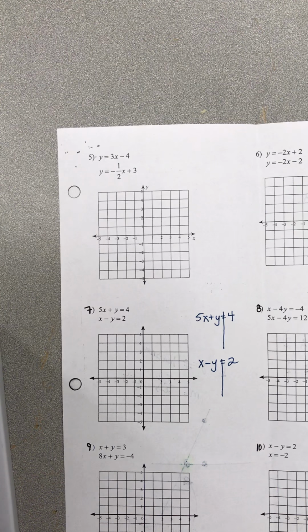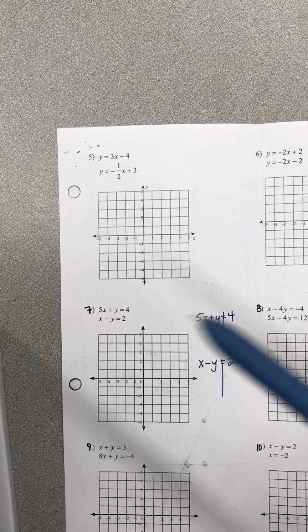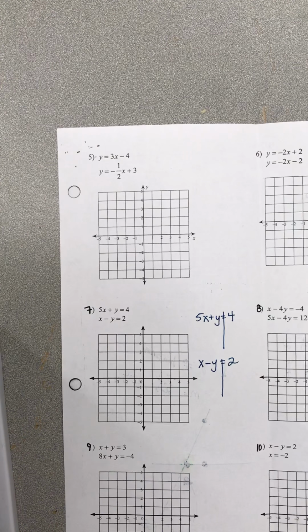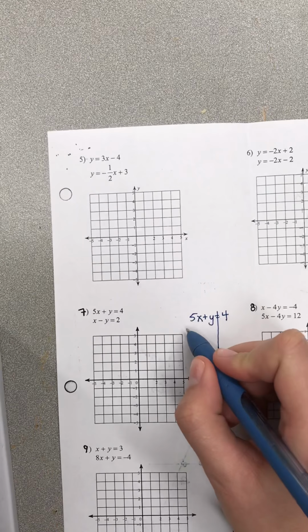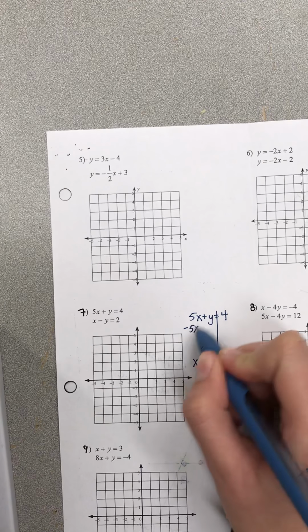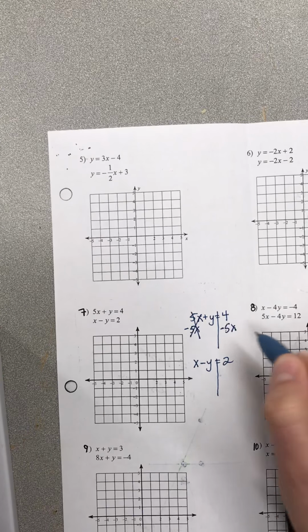If you look at problem number 7, you will notice that in this system of equations, both of the equations are written in standard form. When that's the case, you have to do some rearranging so that they go into slope-intercept form. When you rearrange, the first thing you need to do is add or subtract your x term. Since my x term is positive, I am going to subtract it on both sides.